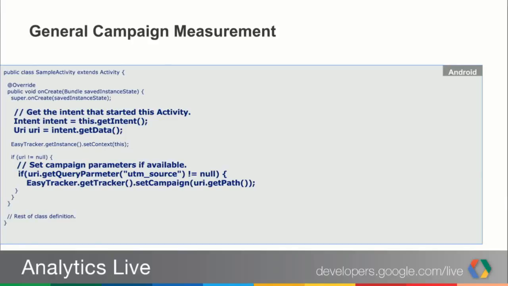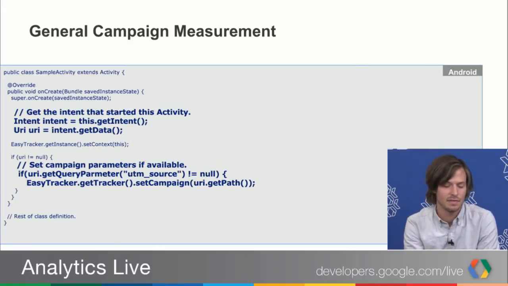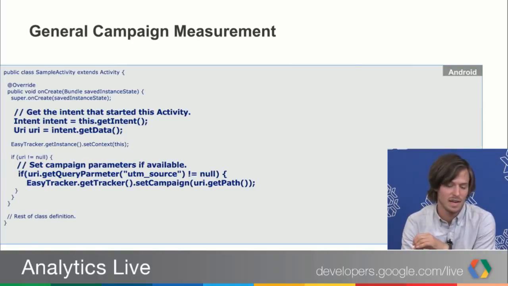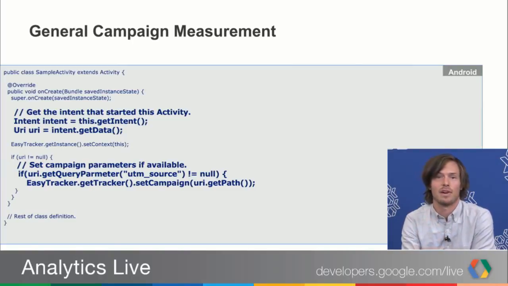So this example is just a really quick demonstration of how you could do this in a sample activity. Basically, you just get the intent that started the activity. You get the URI from the intent. And then you can just check to see, again, UTM source is the only required parameter. So you could just check to see if UTM source is present in that URI or not. And if it is present, you can assume that there's valid campaign information there. So you can just get your tracker. Here I use EasyTracker, the getTracker method of EasyTracker, but if you have a reference to your tracker any other way, you can do that. And then set campaign, and then you just pass it that string of campaign parameters.